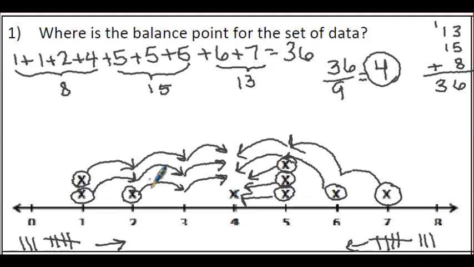So I moved 1, 2, 3, 4, 5, 6, 7, 8 to the right. So I added 8, and then I subtracted 1, 2, 3, 4, 5, 6, 7, 8. So I added 8 and subtracted 8, and I got all of those to balance on the 4. So that's the mean and the balance point.